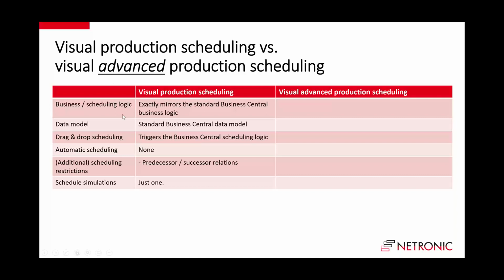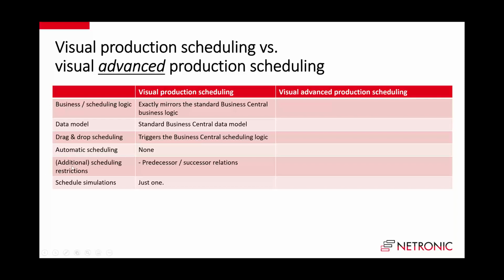And when you do the visual scheduling, the drag and drop scheduling, this triggers the Business Central scheduling logic. If you change an operation, the visual scheduler asks Business Central, hey, I want to position this operation here, tell me the end result of this. There is no automatic scheduling involved. It is just visual, aka manual. So you see the visual schedule, and then you can make changes to it.